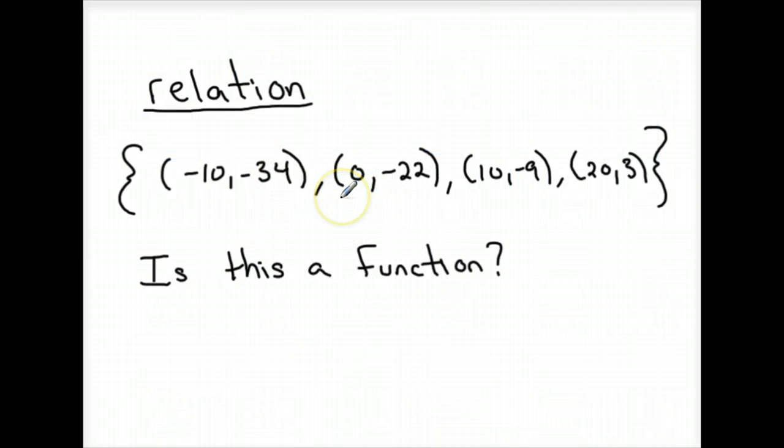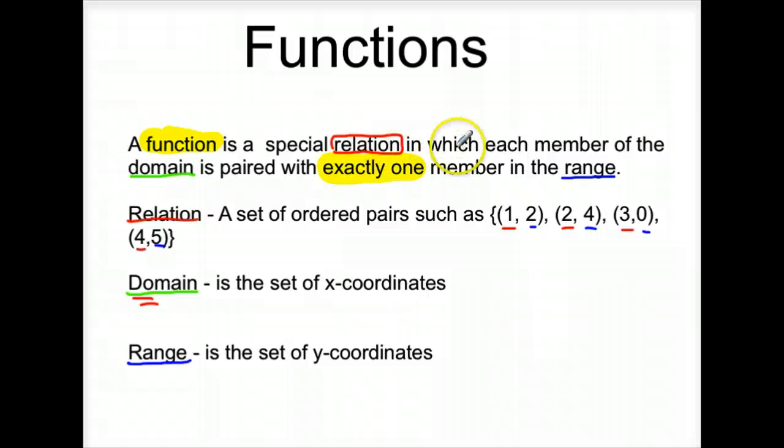Here's a set of relations. Is this set a function? Do these ordered pairs create a function? So remember, going back to the definition, a function is a special relation in which each member of the domain is paired with exactly one member of the range.